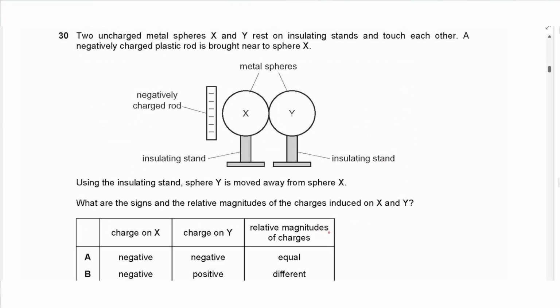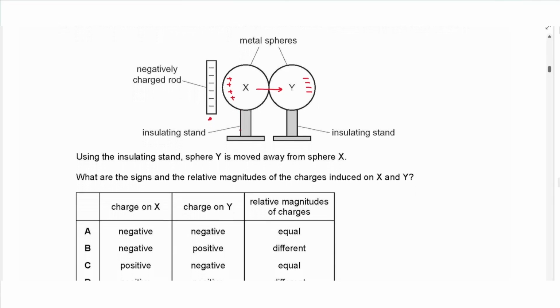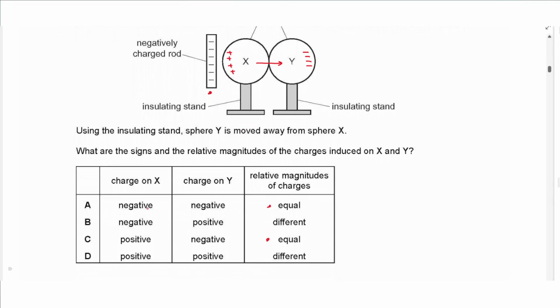Question 30 says uncharged metal spheres X and Y rest on insulating stands and touch each other. A negatively charged plastic rod is brought near to sphere X. Using the insulation stand, sphere Y is moved away from sphere X. What are the signs and relative magnitudes of the charges induced on X and Y? So the negative charge on the rod repels the electrons from X to Y. So this will be negatively charged and leaving behind the same amount of positive charge on X. So the magnitude is equal. And for X it is positive and for Y it is negative. So the common choice here is C.